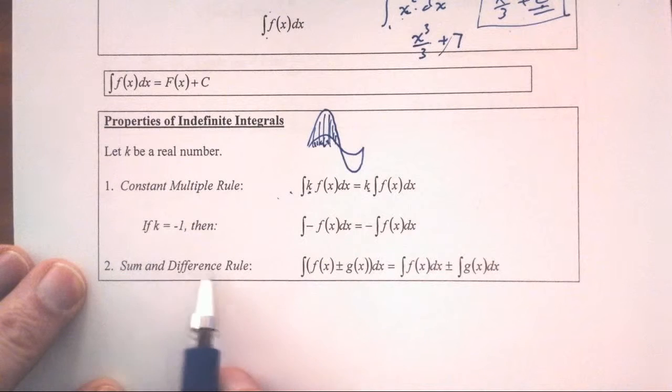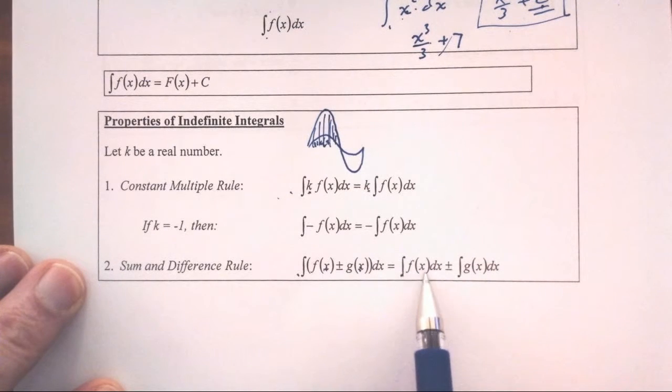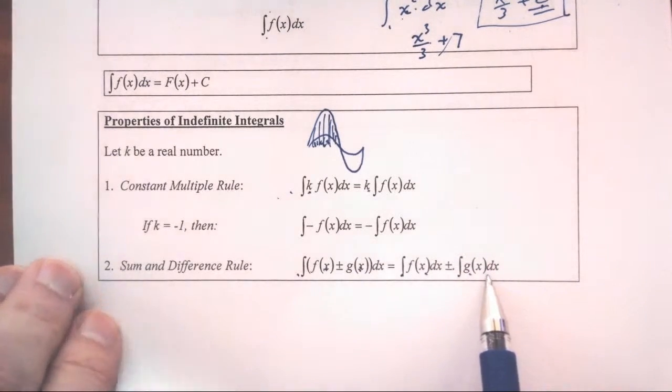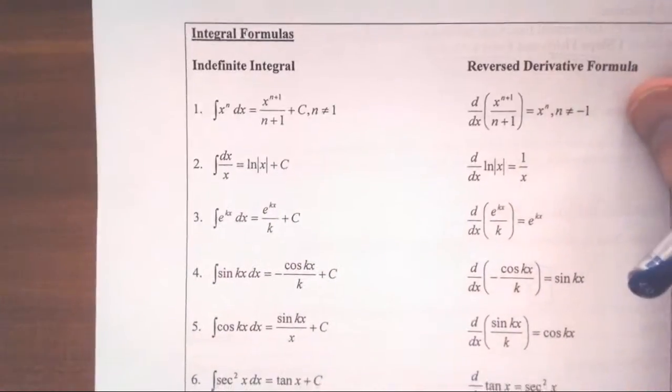And what we would hope for our sum and difference rule is that the integral of the sum of a function plus a function would be the integral of the first plus the integral of the second, and it is. Likewise for minus. So no big deal memorizing those. Then they just have a big list of things we ought to already know.